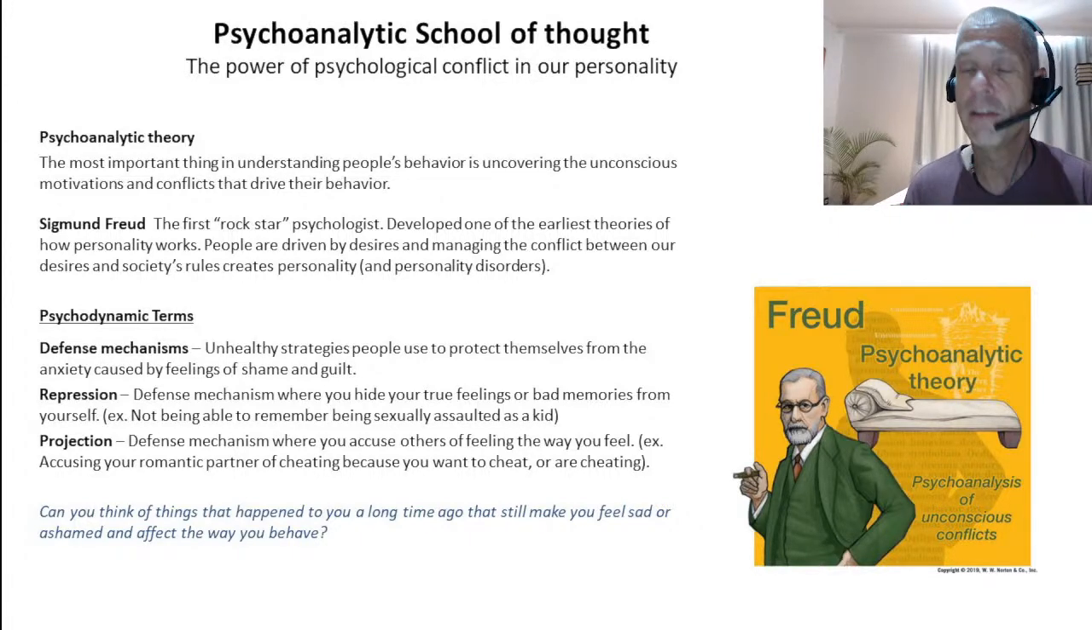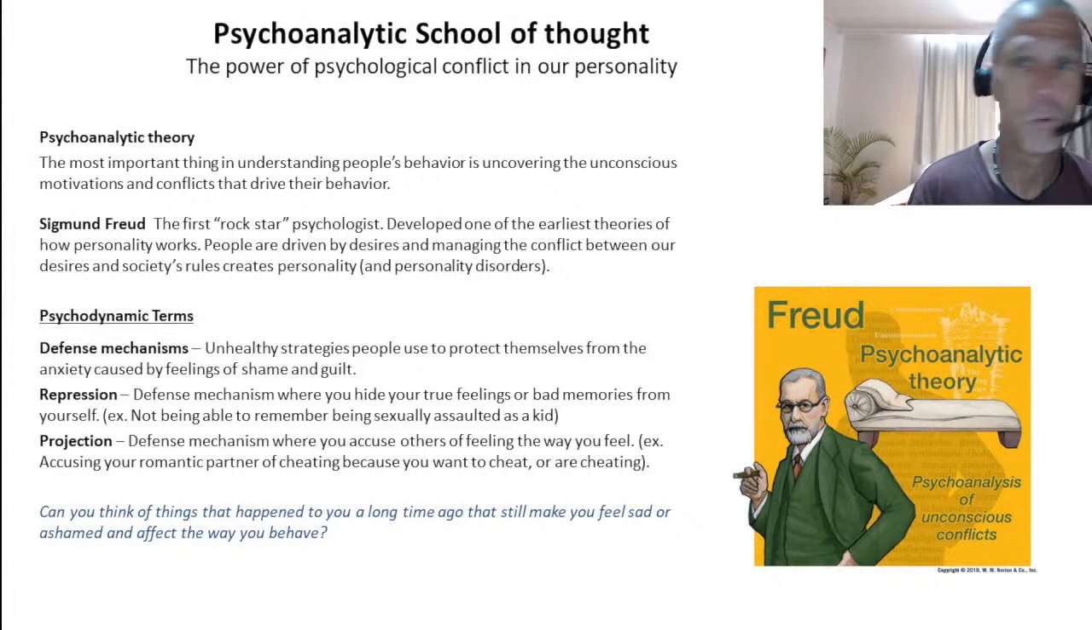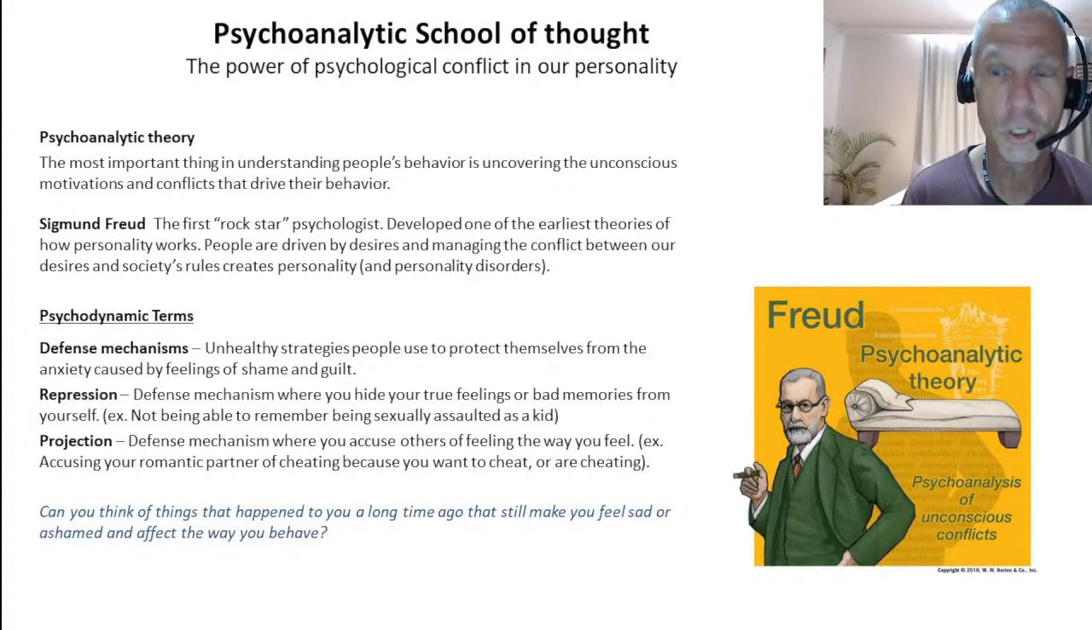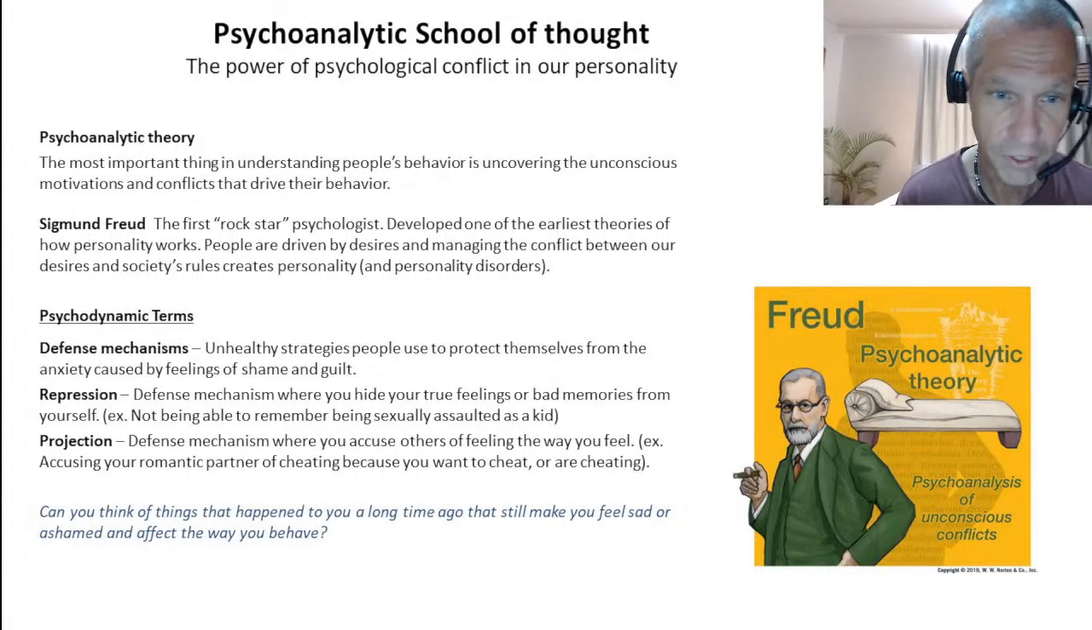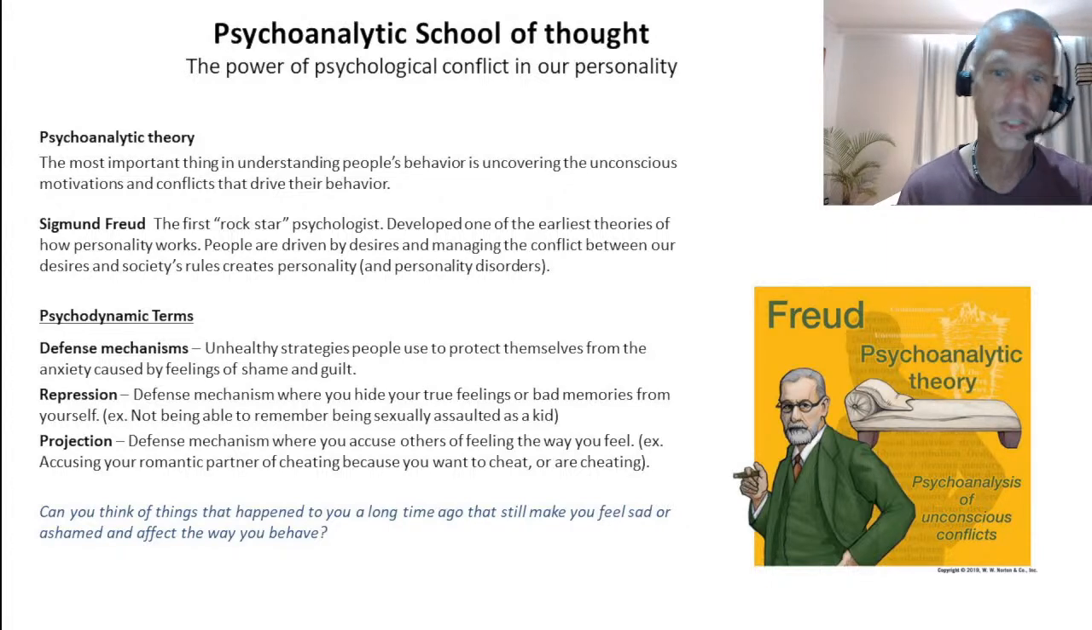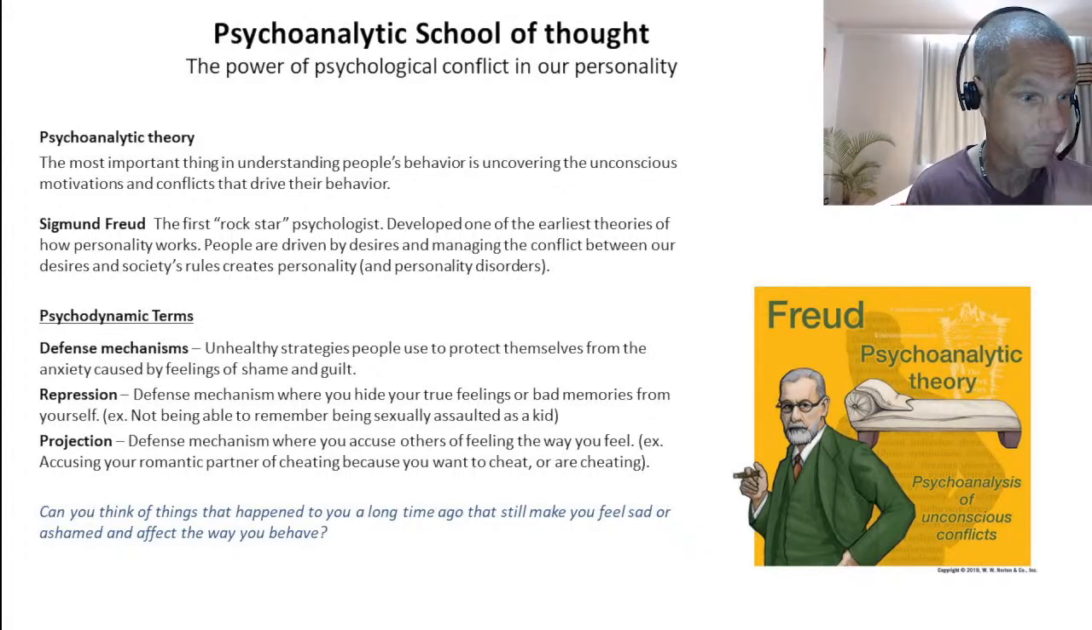So, how many of you have ever had somebody blame you for something that they're actually doing? Have any of you ever had a boyfriend or a girlfriend who accused you of cheating only to find out that they were cheating later? This is a defense mechanism known as projection, where we accuse others of feeling the way we feel. So, for example, you might accuse your romantic partner of cheating because you want to cheat or are cheating.